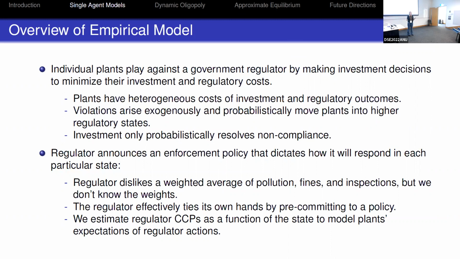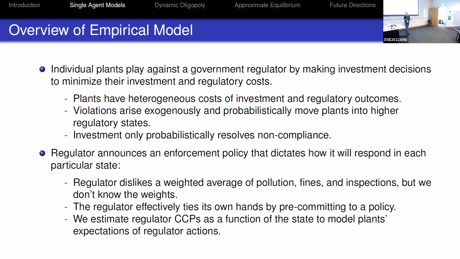That generally doesn't happen. Generally, I accumulate some violations and the EPA gets ticked and says, no, you're going to priority violator now. So the regulator is announcing this enforcement policy ahead of time, it dislikes, as I suggested, this weighted average of pollution, fines, and particularly inspections, which are the thing that it has control over. But we don't know the weights.